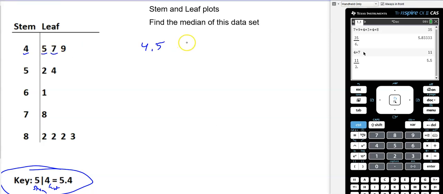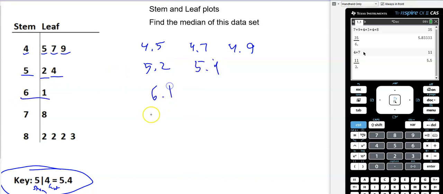This 7 is actually the number 4.7. This 9 is the number 4.9. Now the stem is 5, so this number 2 is really 5.2, and this number is 5.4. This is now 6.1, and so forth, right? You've got the rest of those: 7.8, 8.2, 8.2, 8.2, and 8.3. So you could list out all those numbers if you need to.